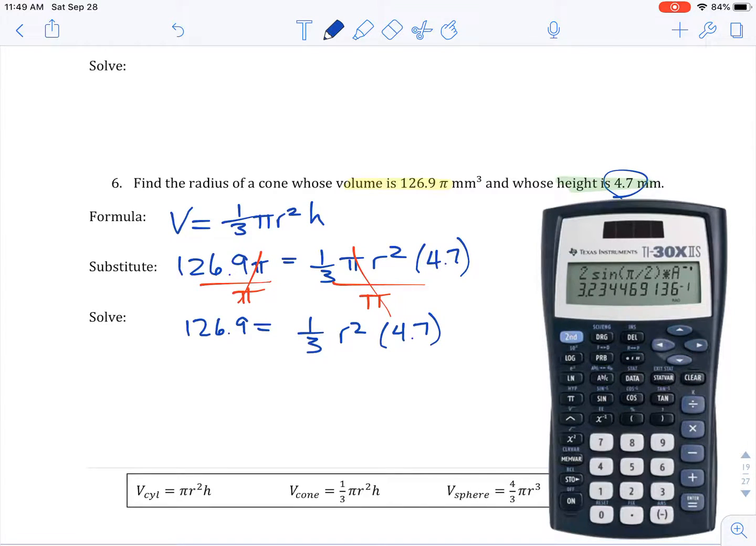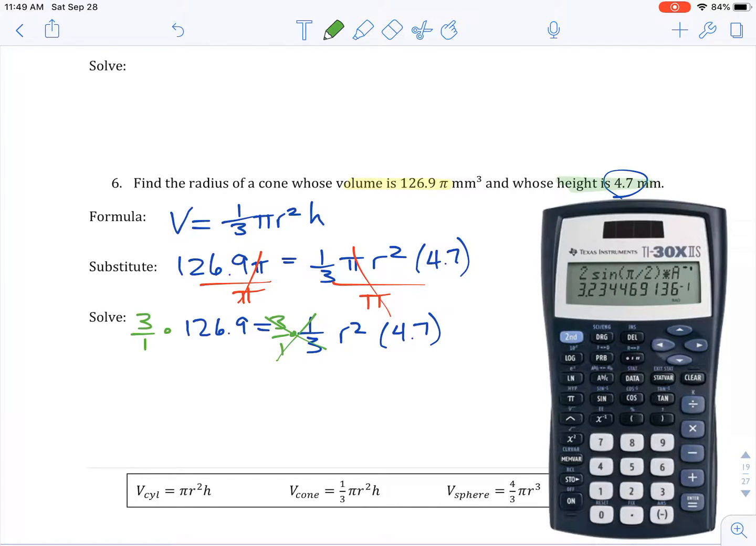We've got some options here as to what we can do next. You can get rid of the third first, or you can get rid of the 4.7 first. Doesn't really matter. I'm going to get rid of the 1/3 just because it's a fraction. It makes it a little bit trickier than it needs to be. So I'm going to do the reciprocal again, so times 3/1 to both sides, and that gets rid of the 1/3.